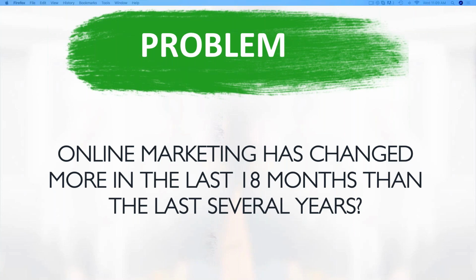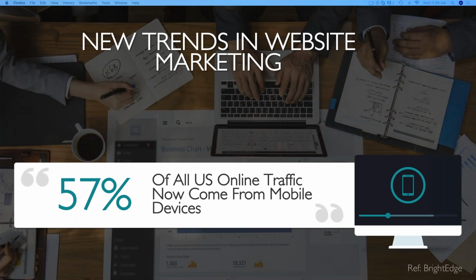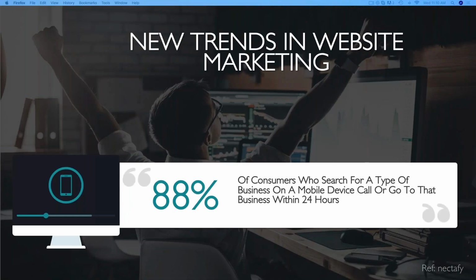Here's the thing. 57% of all US online traffic now comes from mobile devices. If you're in Canada, which we have people here from, from the UK, we have people here from all over. Just because it says US, it's basically the same no matter where you're at. Matter of fact, some places more than 57% of the online traffic comes from mobile devices. A lot more. Also, 88% of consumers who search for a type of business on a mobile device call or go to that business within 24 hours. Why is that? Because we're purchase-driven consumers. We're on the phone all the time.